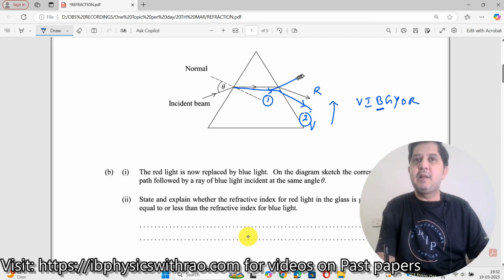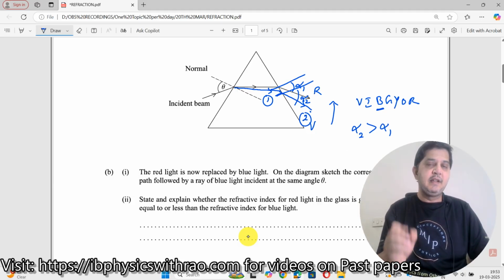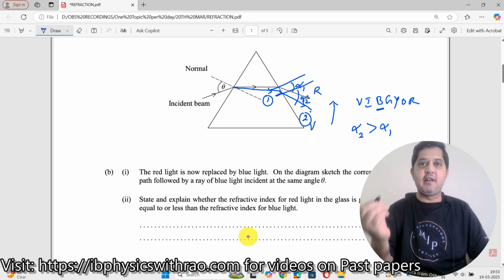Drop a normal here. Let me call this angle alpha 1, and if I drop a normal here, see, the normals would be parallel always. Then this angle would be alpha 2. And you should mention that alpha 2 is larger than alpha 1. This is what you have to mention. So 3 marks for this one. This shows that the deviation for the blue ray is larger than that for the red ray.